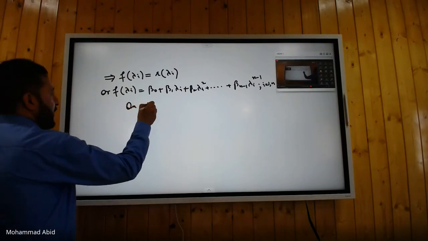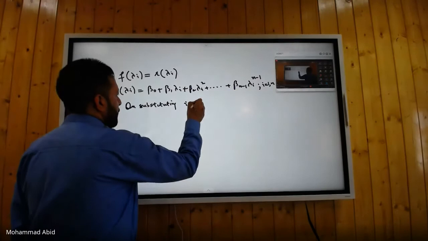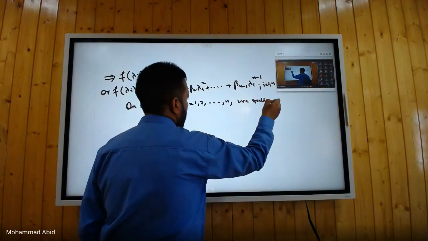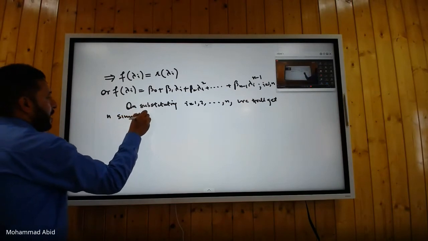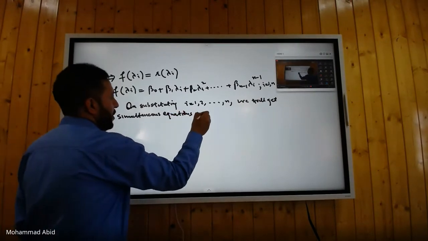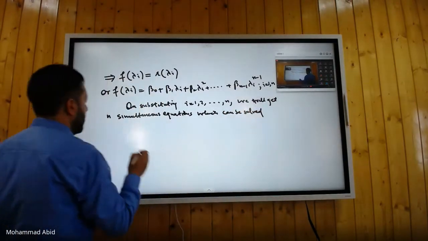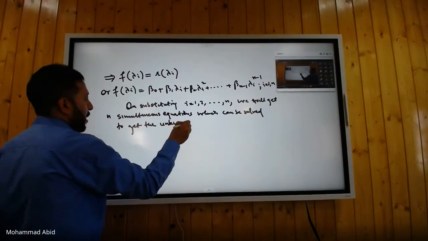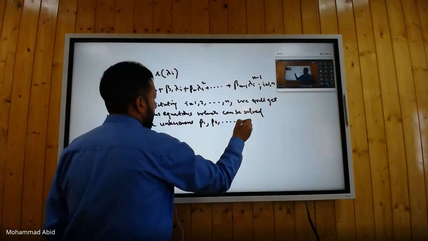On substituting i equal to 1, 2, so on up to n, we will get n simultaneous equations, which can be solved to get the unknowns beta naught, beta 1, so on up to beta n minus 1.